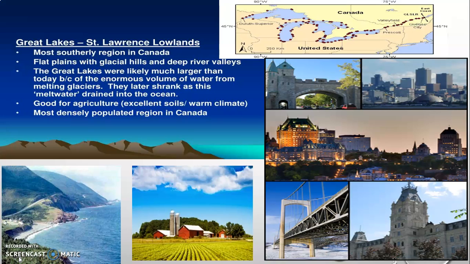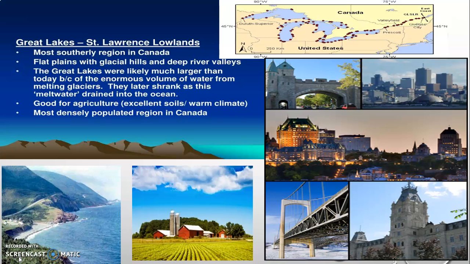Okay, the next important region is the St. Lawrence region. The St. Lawrence region is also called the Great Lakes of St. Lawrence lowlands, which is located mostly surrounding the Canada region, in Canada. It has flat plains with glacial hills and deep river valleys. The Great Lakes were likely much larger than today's. Okay, an enormous volume of water is there.